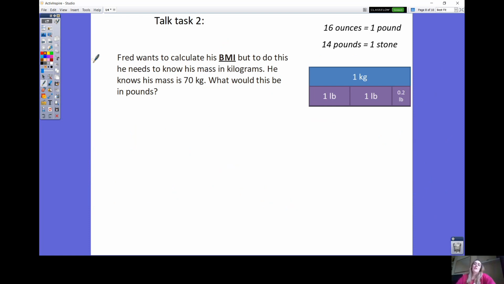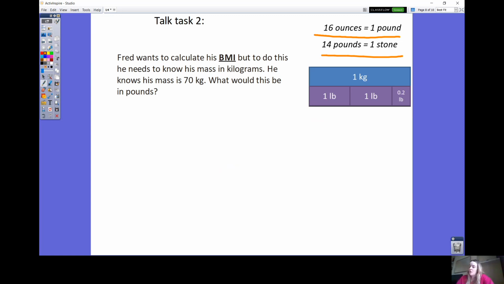So for this talk task now, Fred wants to calculate his BMI, that's how much you weigh, but to do this, he needs to know his mass in kilograms. He knows that his mass is 70 kilograms. So what would this be in pounds? Again, use these conversions over here, 16 ounces of 1 pound, 14 pounds of 1 stone, and work out what his mass would be in pounds. I'm going to give you the opportunity to pause the video now, I say, for 1 minute to try and work out the answer for this talk task here.